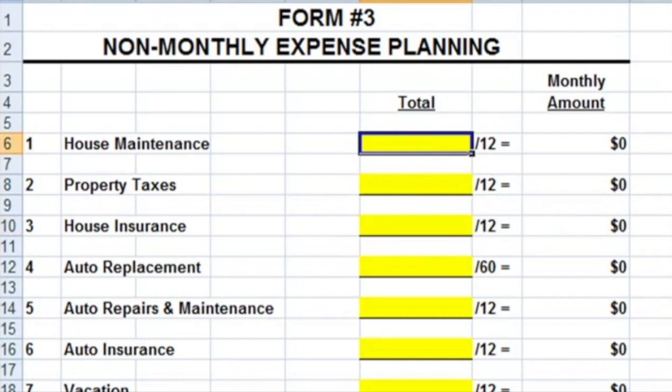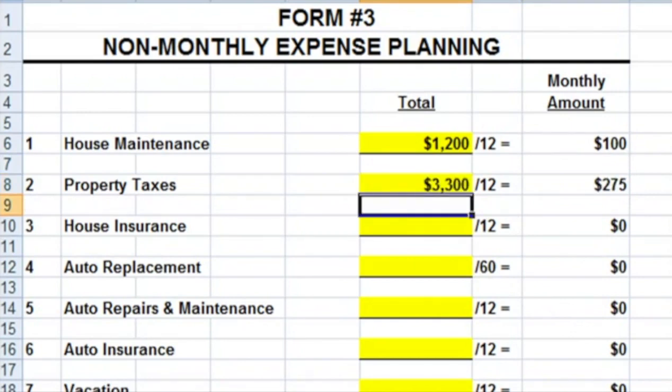For example, house maintenance. This couple is estimating based on prior years that their house maintenance for a typical year would be $1,200 a year. And as you can see, it automatically does the calculation and it shows up as $100 a month. Property taxes, they know that last year their property taxes was $3,300, so they're going to key that number in. And again, you can see that works out to a cost of $275 a month. Now, by the way, if your property taxes is included in the payment of your mortgage on a monthly basis, you don't have to put anything there.